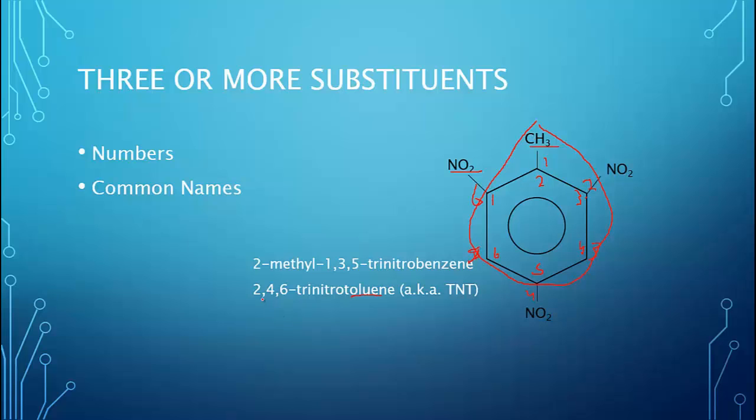So it would be 2, 4, 6 trinitrotoluene, because we have the toluene.